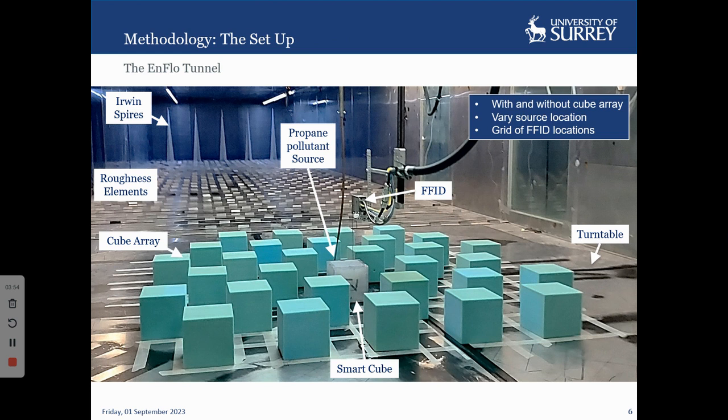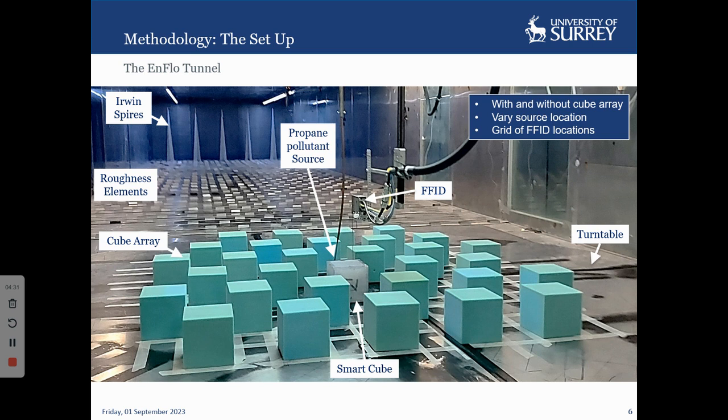So, a last slide on my methodology. This is a picture of our setup in the inflow tunnel. The inflow tunnel at the University of Surrey is capable of simulating atmospheric conditions with upstream roughness. And then the smart cube is in the center of our turntable, so we're also able to simulate different wind angles. And we have an upstream pollutant source releasing propane. So we can move that around, and then the fast FID measuring concentration is on a traverse, so we can also measure concentration at multiple locations, but only one at a time.